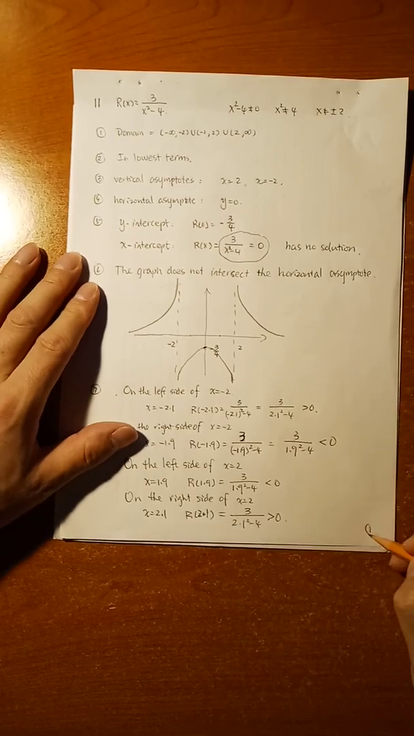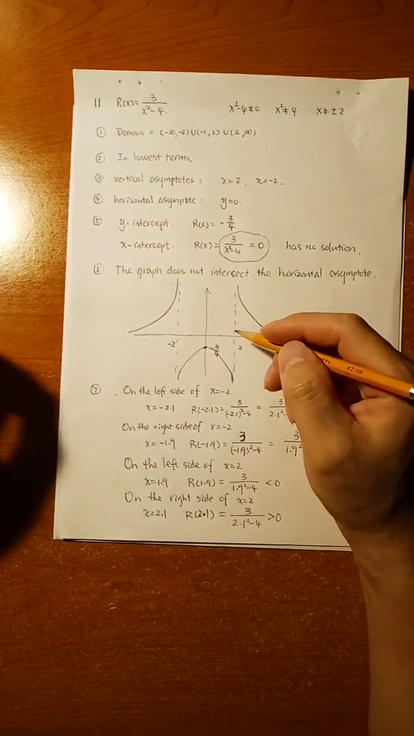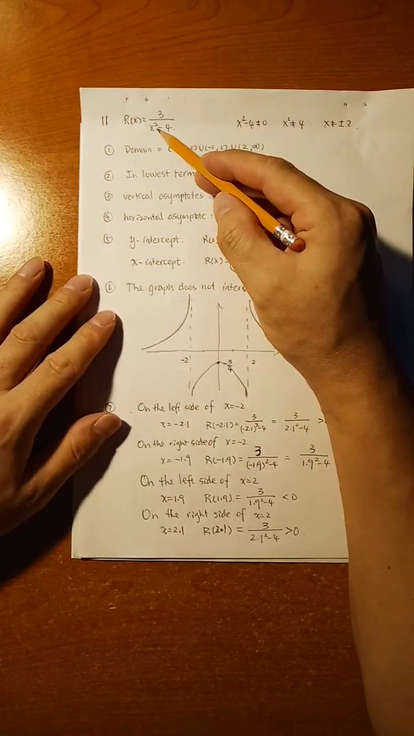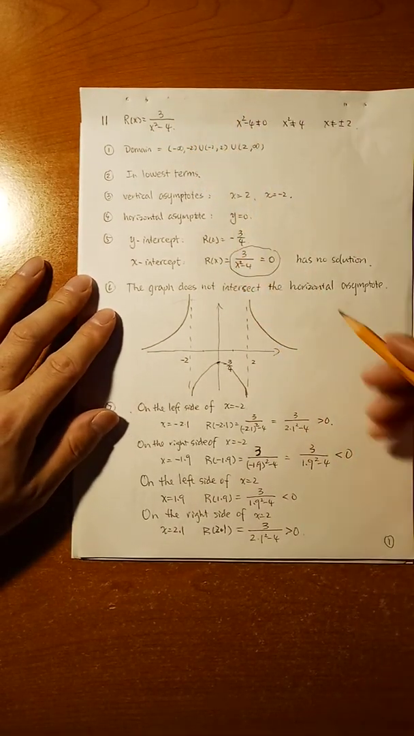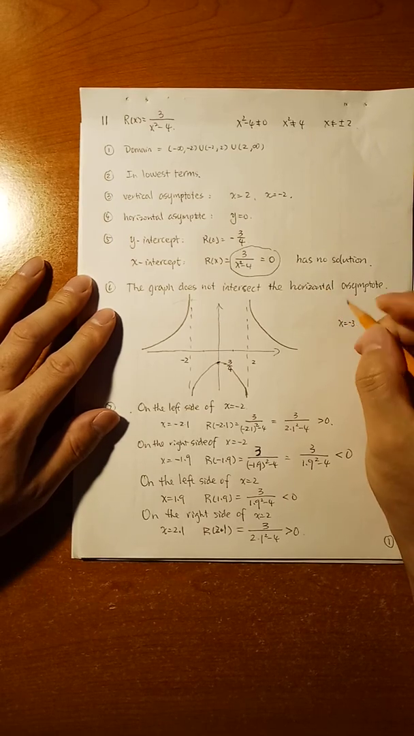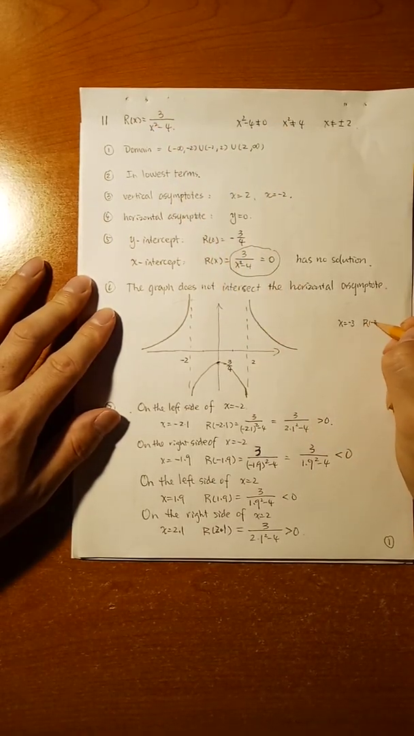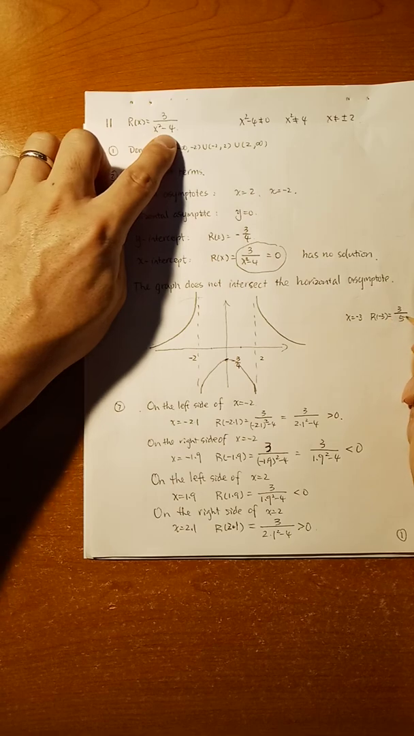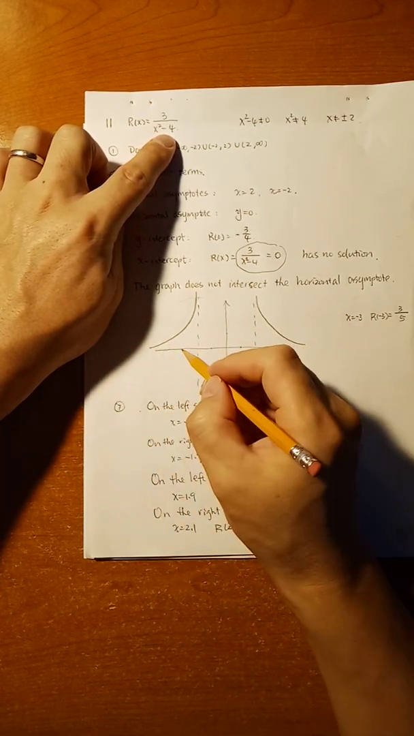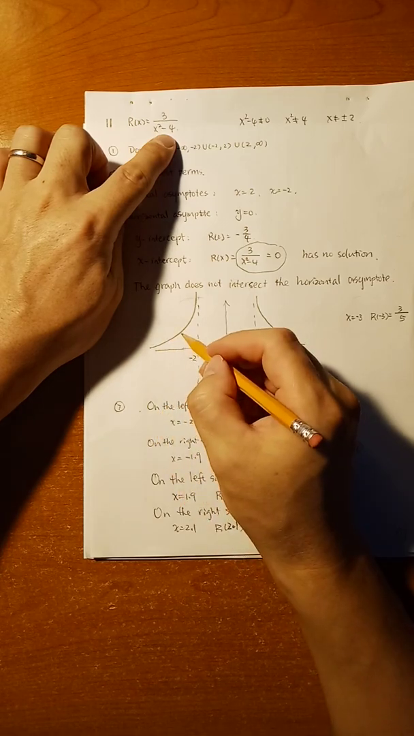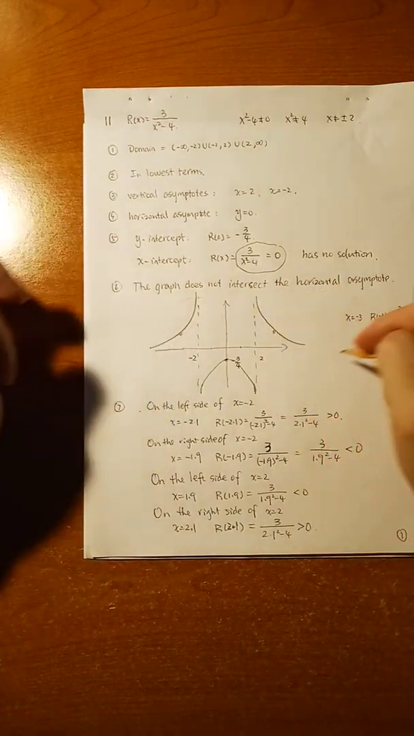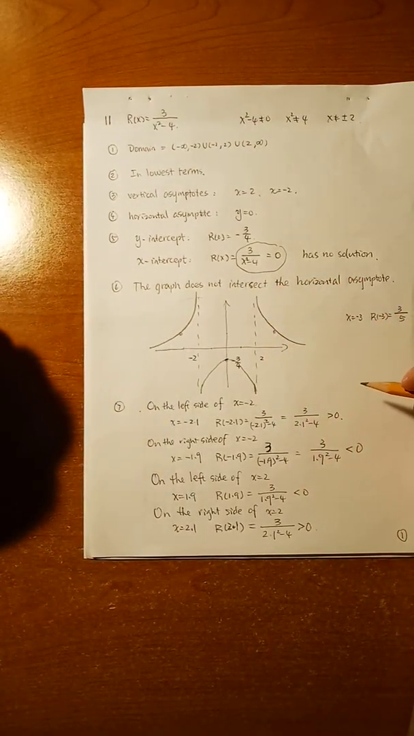So this is the graph. If you are not satisfied with the graph, you can get more sample points. For example, you can choose x equal to negative 3 and evaluate r of negative 3, which is 3 over negative 3 squared, which is 9, minus 4, which is 5. So at negative 3, it's 3 over 5. So it's here, and the positive 3 is also here. You see, more or less it fits the graph.